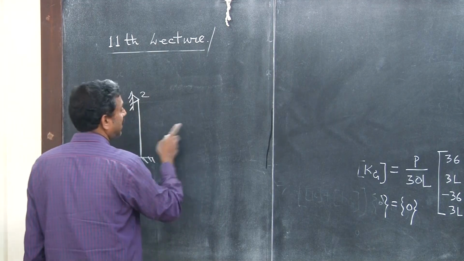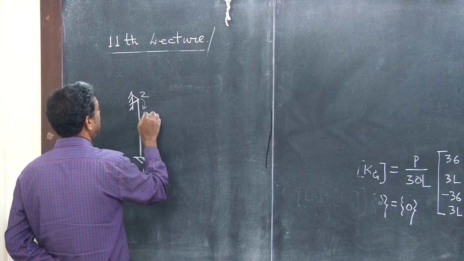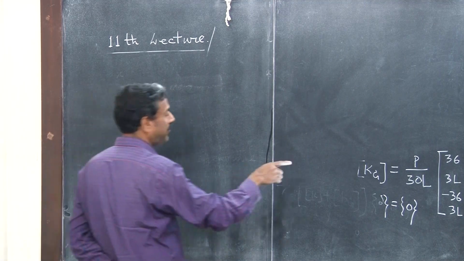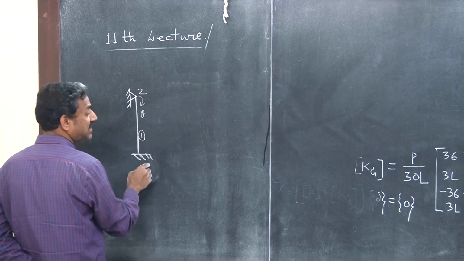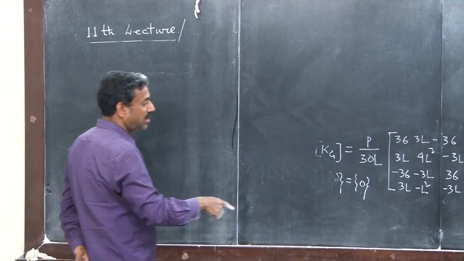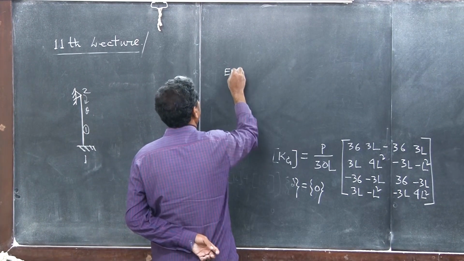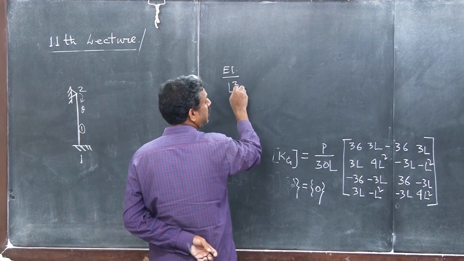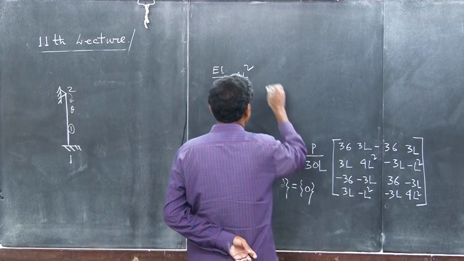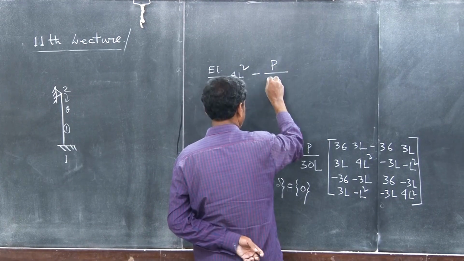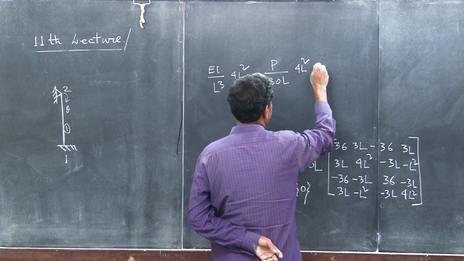So what are the degrees of freedom here? Only 1 degree of freedom, that is only theta here, right? If I consider this as node 1, node 2, element 1, then W1 and theta 1 will not be there, only W2 and theta 2, only the last term will be there. So let us do that. We are assuming EI by L cube, and then 4L square, and then here minus P by 30L square.